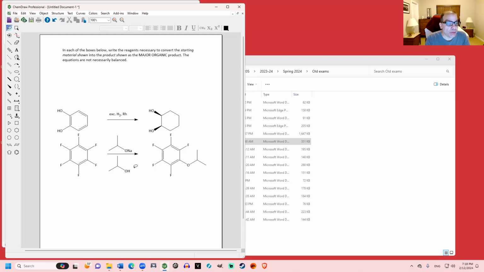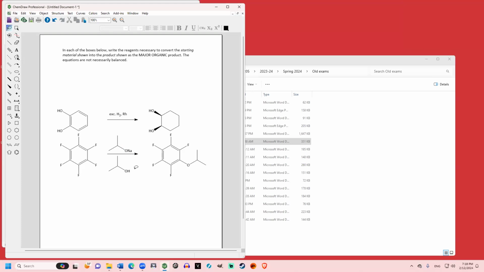So the way you know what to put for the solvent is you look at the anion you're given and you replace the alkali metal with a hydrogen. You always want the anion to match the solvent.